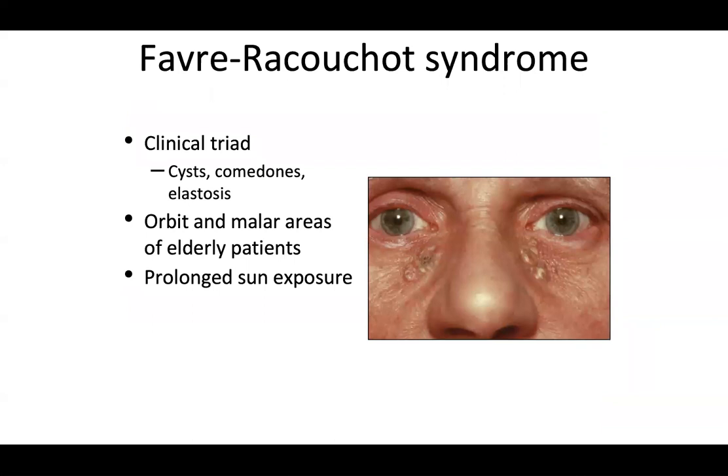Favre-Racouchot syndrome, you should know this. It could show up on the exams, but you'll see this a lot clinically. It's a clinical triad of cysts, comedones, and elastosis, especially on the face, around the eyes, and the cheeks of patients who've had a lot of sun damage, prolonged sun exposure throughout their life. Now, they come in and they're curious, is this a cancer? Is this a basal cell?